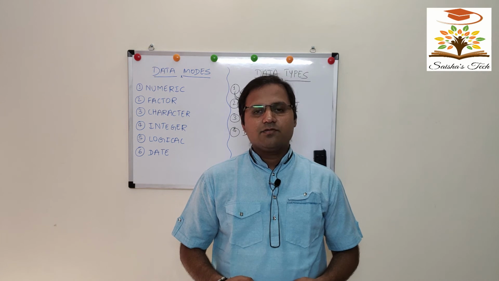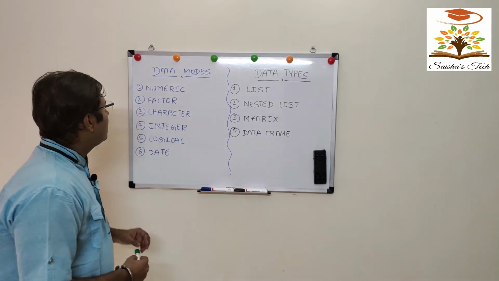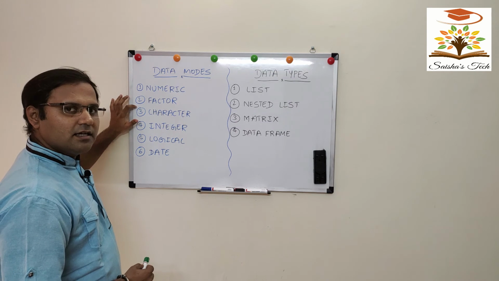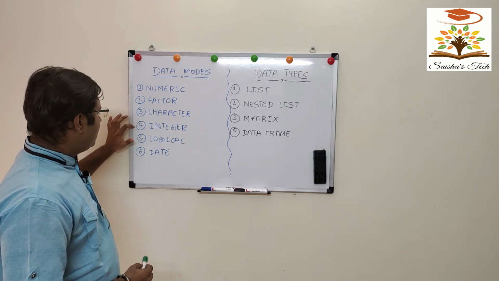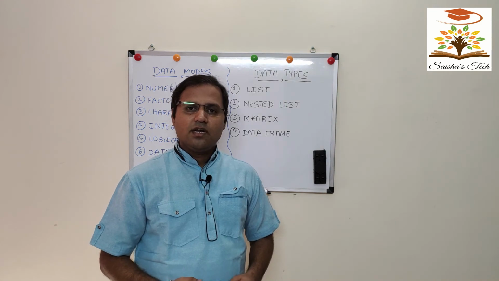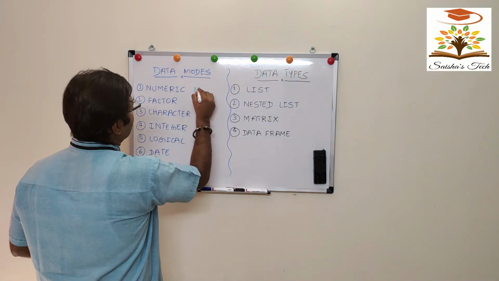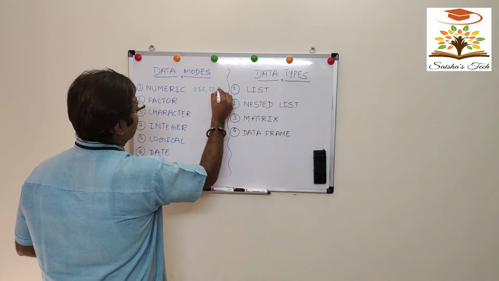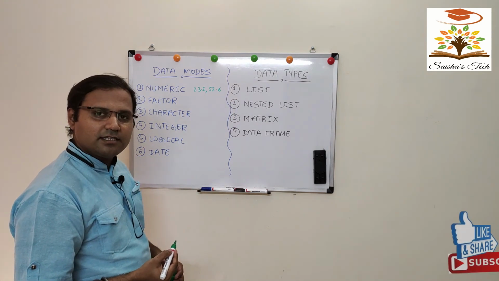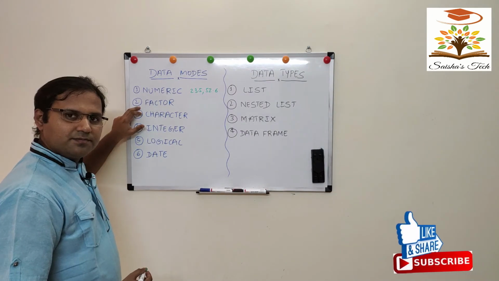Now let us study some of the data types and data modes which are present in R. There are different data modes in R: numeric, factor, character, integer, logical, and date. Numeric data mode can store decimal type of values. Example: 23.5, 52.6, etc.